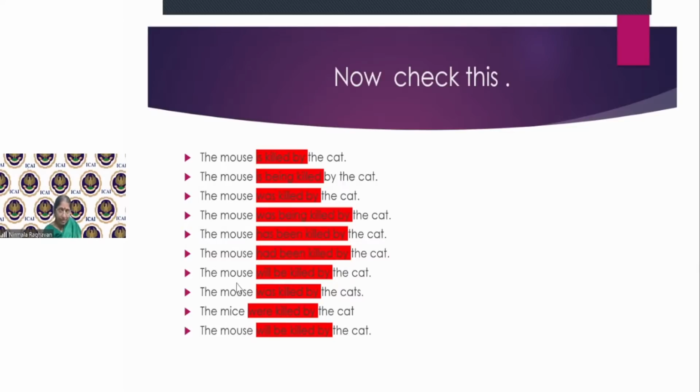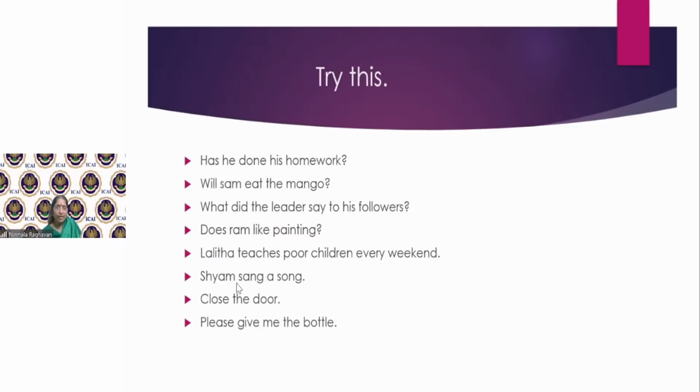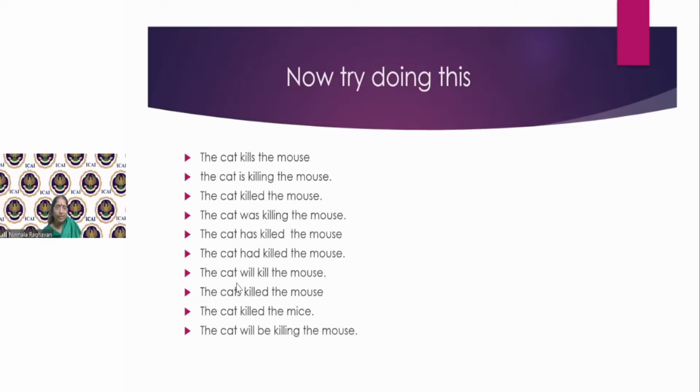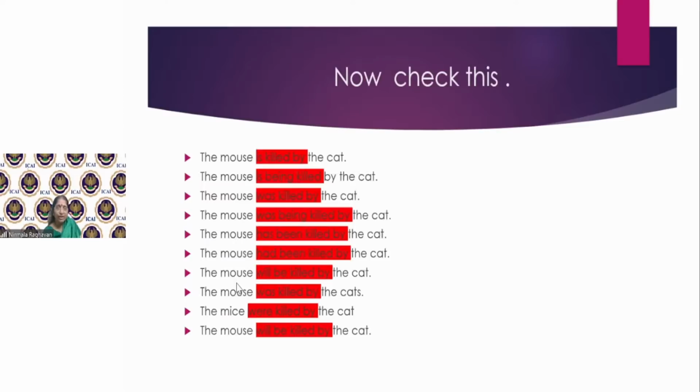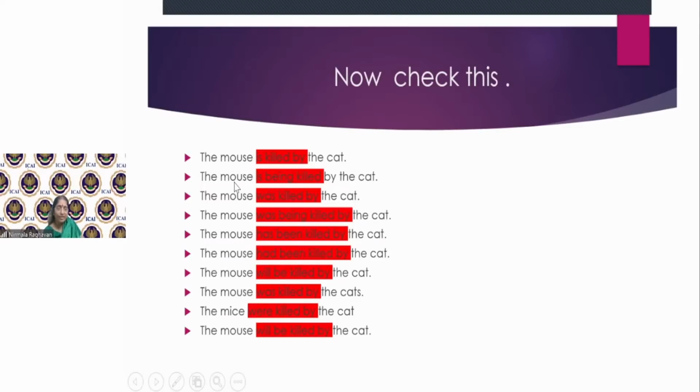The cat, what have I said? The cat killed the mice. The mice were killed by the cat. You see, we've used were. In the second sentence, it was simple past and a singular noun. So the third sentence says, the mouse was killed by the cat. Okay.